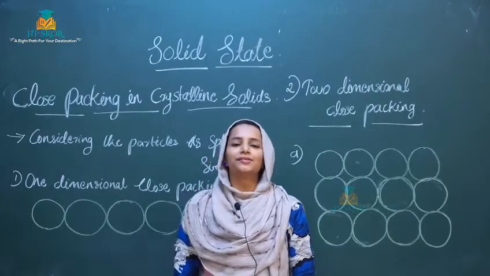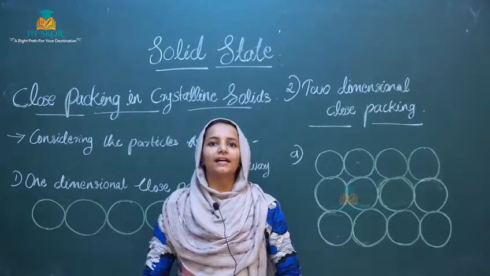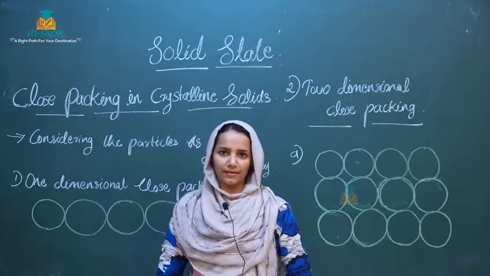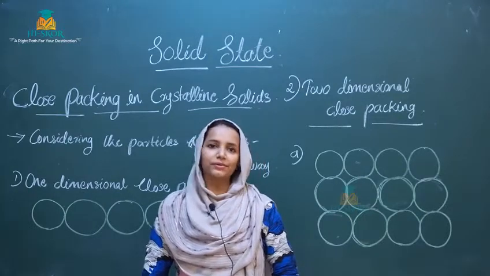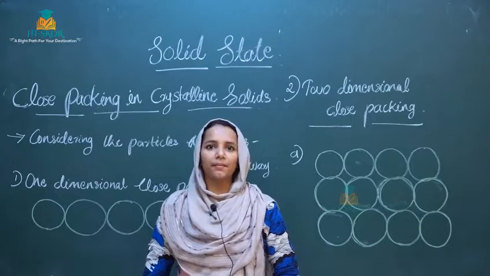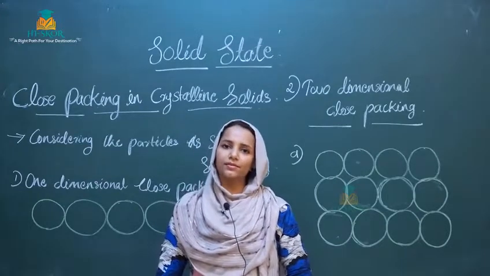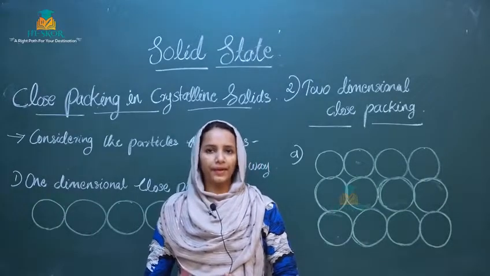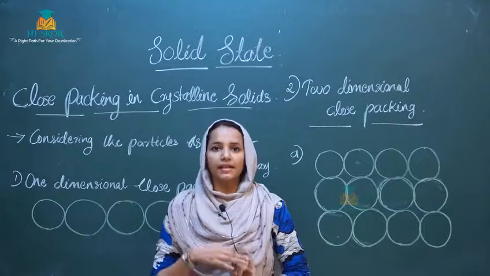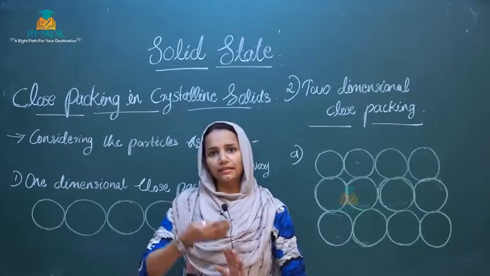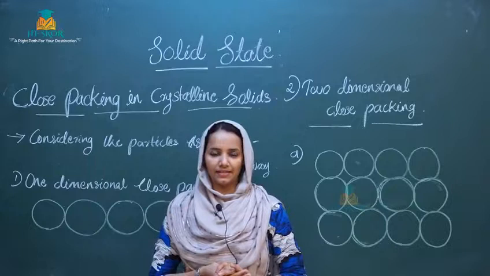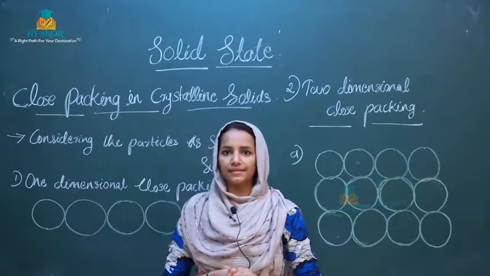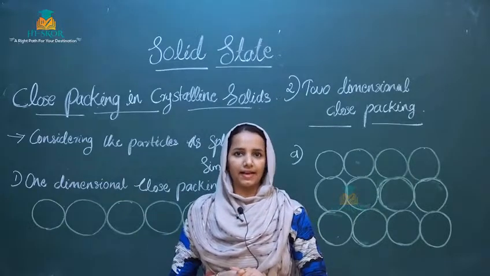Hello students. So last class we discussed various types of cubic lattices. I think all of you are thorough with those topics. That class itself I told you was a very important topic and lots of questions are asked based on that. Last class we discussed the number of particles per unit cell in the various types of cubic lattices, isn't it? So today we are going for a new topic, that is close packing in crystalline solids.